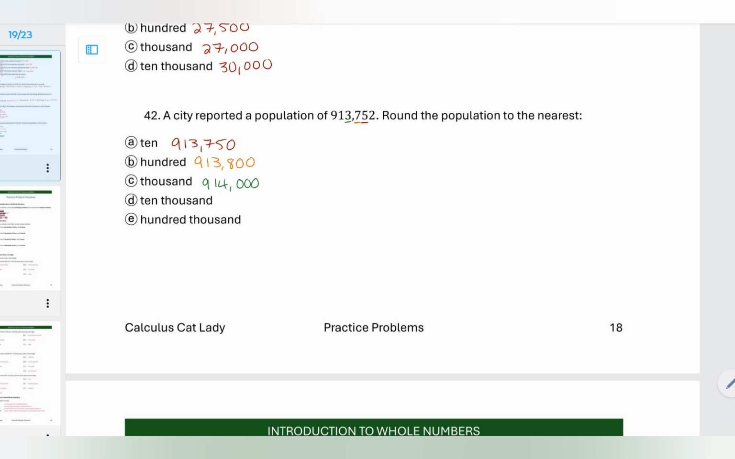For the 10,000s place, we have a 1. And the number to the right of it is a 3, which rounds down. So that 1 stays the same. And everything after it becomes 0 for 910,000. And for the last one, in the hundred thousands, we are looking at the 9, and the number to the right of it is a 1, which rounds down, which means we are looking at 900,000.